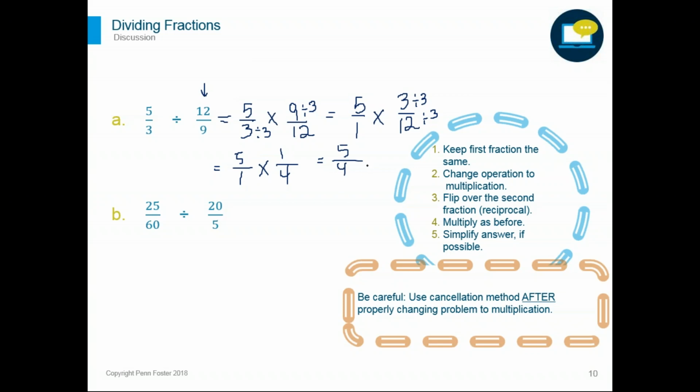This is not in simplest form. The quotient has to be in simplest form, so this is equivalent to 1 and 1/4. And this is the quotient. This is the result that we get when we divide 5/3 by 12/9. Any question about why we changed the division to multiplication this way?